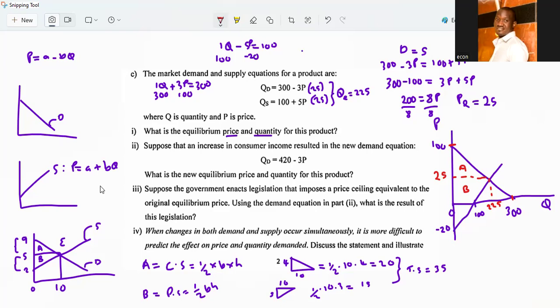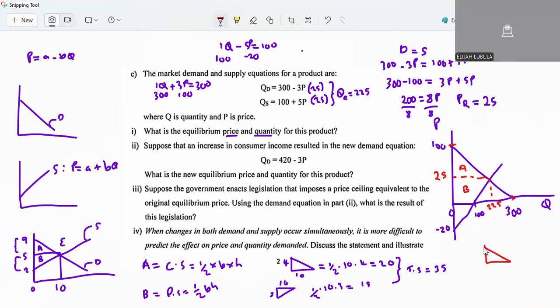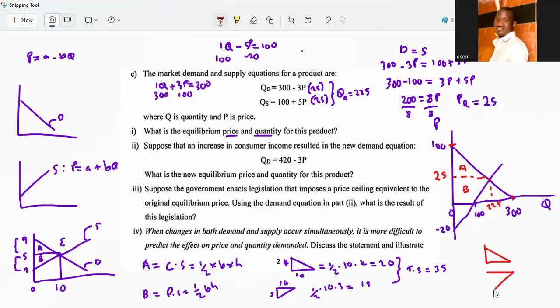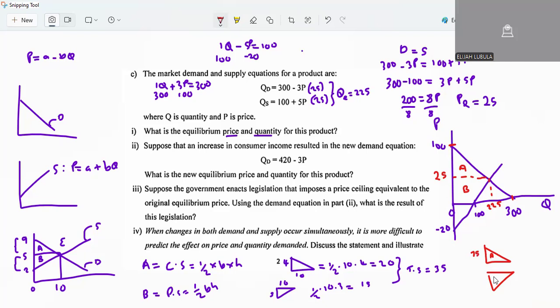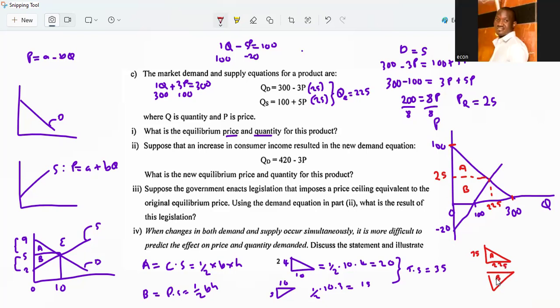A or B? A is consumer surplus and B is producer surplus. Yes. So for A, give me the dimensions from here to here. 100 is 75, right? Yes, 0 to 75, 225 is 225. 25. Okay, they share the same base. So even here it is 25 minus negative 20, which is 25 plus 20, which is what? 45.